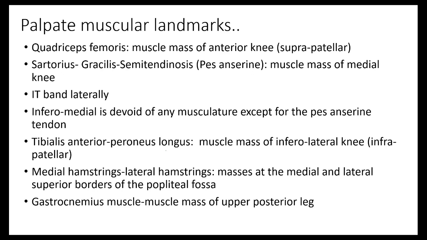And laterally, you've got the bulk of the tibialis anterior and the peroneus longus. Posteriorly, above the popliteal crease, what's palpable is the bulk of the medial and the lateral hamstrings. And below the popliteal crease is the bulk of the gastrocnemius muscle. So the caveat here is the muscular landmarks that are palpable are not exactly the anatomically aligned muscles.